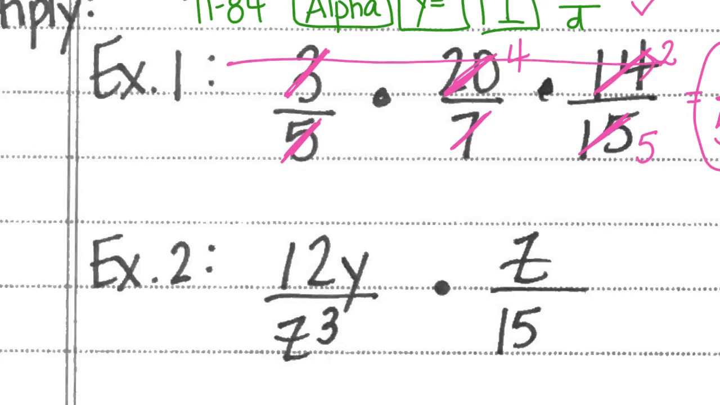So let's talk. I have 12y over z cubed times z over 15. Now, some people like to combine everything. I like to cross reduce. You can do it either way. You can write this all together if you want to write this as 12yz over 15z cubed, and then you could say top or bottom. We'll do both ways, so let's go ahead.